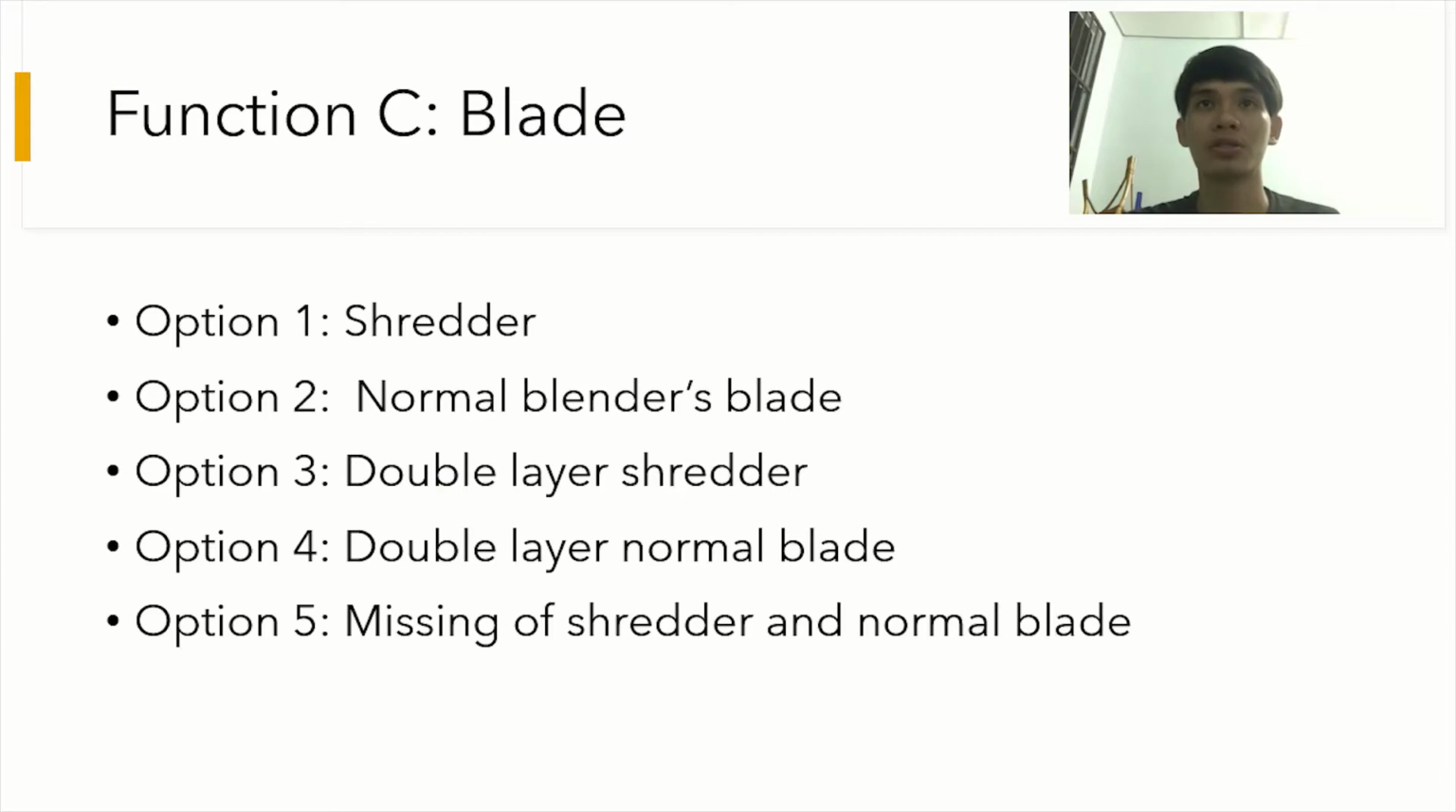Function C, blade. Option 1 shredder. Option 2 normal blender blade. Option 3 double layer shredder. Option 4 double layer normal blade. Option 5 mixing of shredder and normal blade.